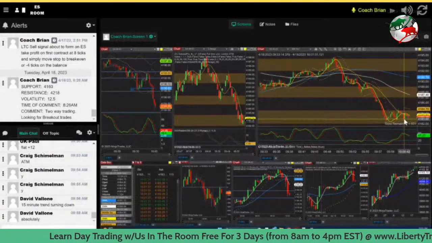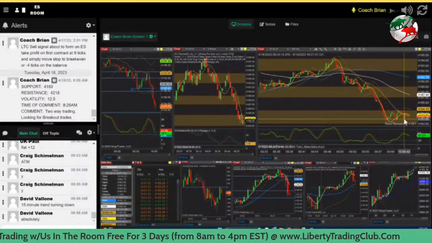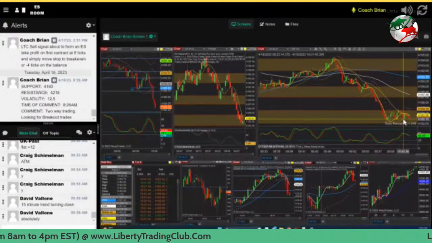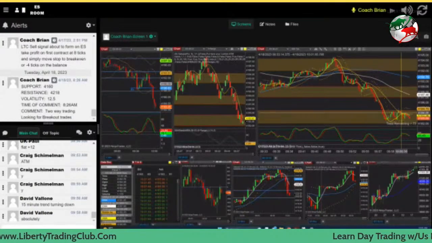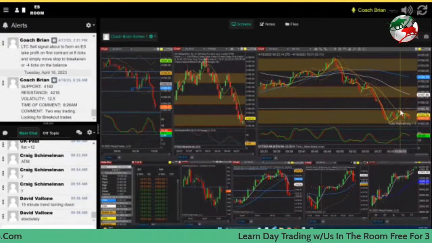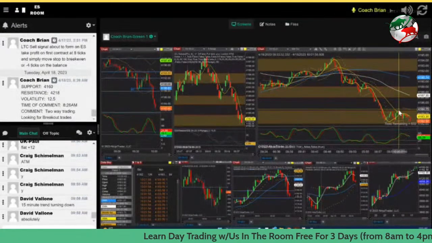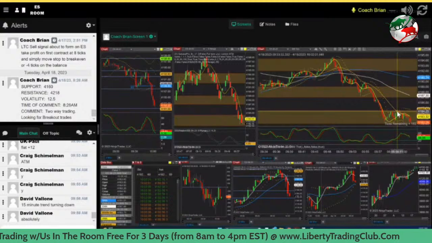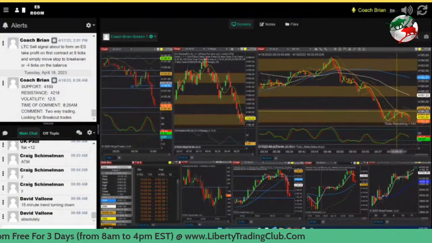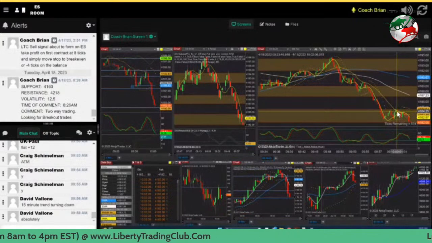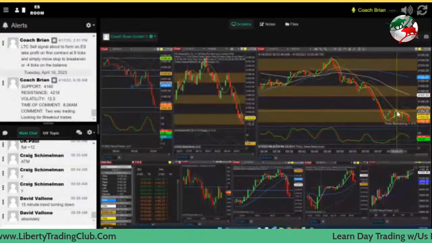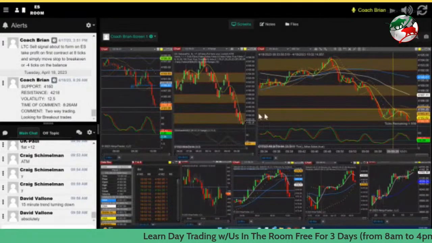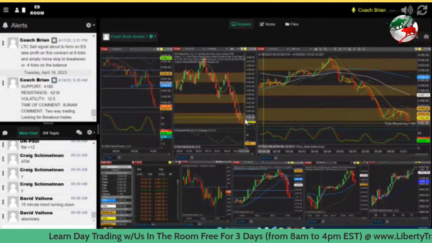Don't have any word if our institutional friends are going to be buying. If anything, guys, you could do a buy stop above this. If you want to do something, put a buy stop in just above this candle here. One tick above. So 84.25 would be the buy stop. That's about the only thing you could do right now. If you do get a good buy signal, then we'll take it.